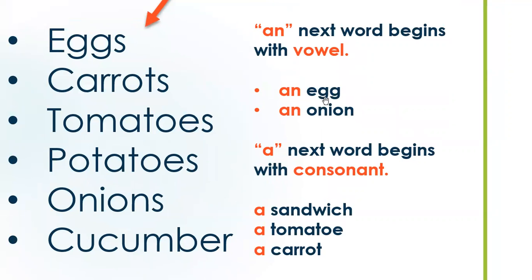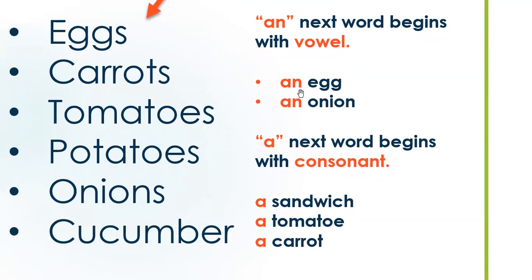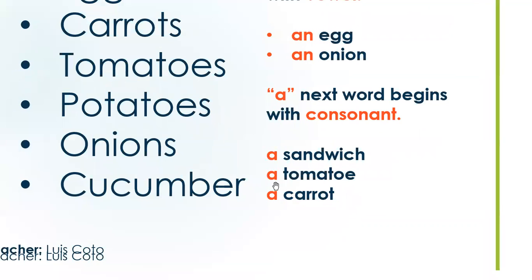Which ones are the vowels in the two words? In egg, what is the vowel? The letter E. And what is the vowel in onion? The letter O. Okay. And this one is the article an for singular. And this is singular as well.